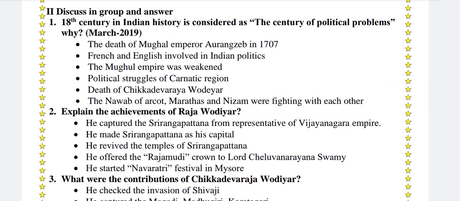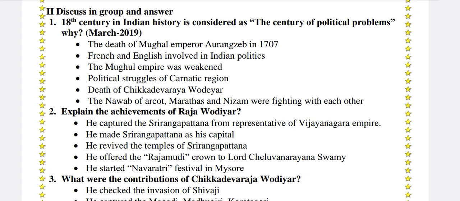18th century in Indian history is considered as the century of political problems. The death of the Mughal Emperor Aurangzeb in 1707, French and English involved in Indian politics, the Mughal Empire was weakened, the political struggles of Carnatic region, death of Chikkadevaraya Wadiyar, the Nawab of Arcot, Marathas, and Nizam were fighting with each other. Explain the achievements of Raja Wadiyar.